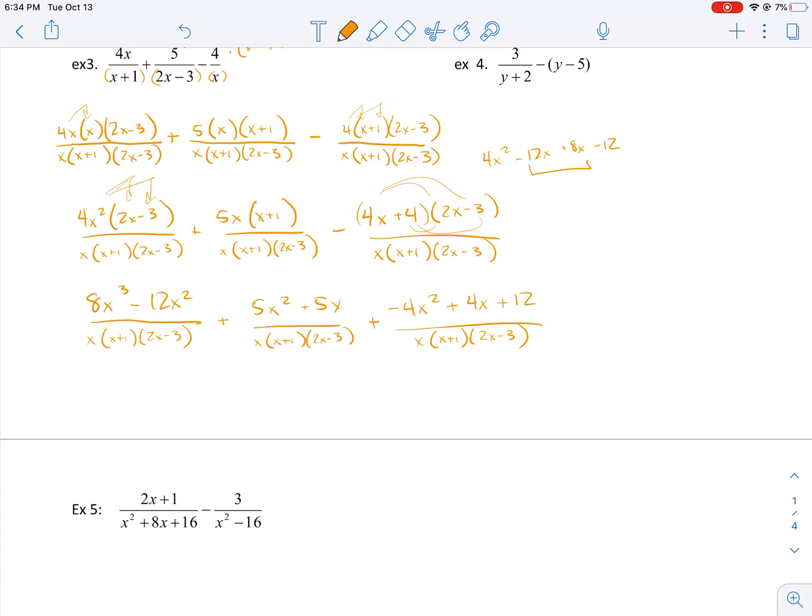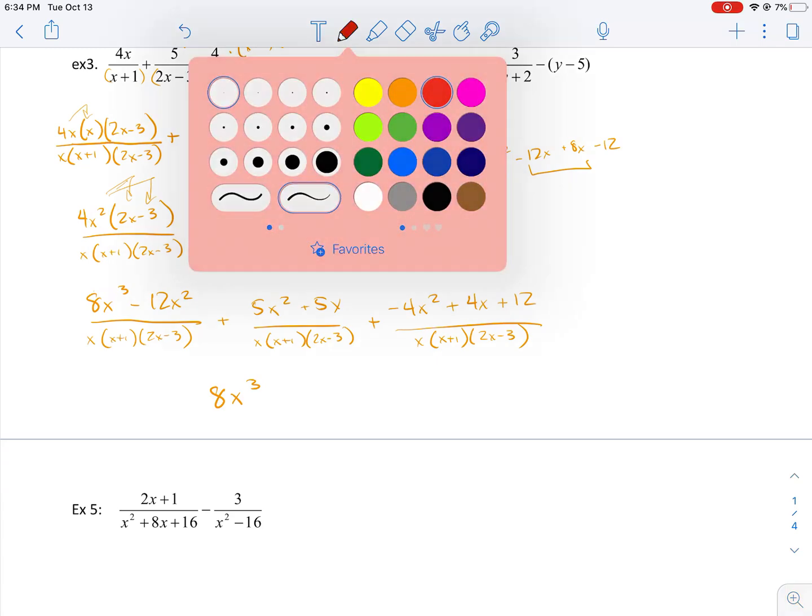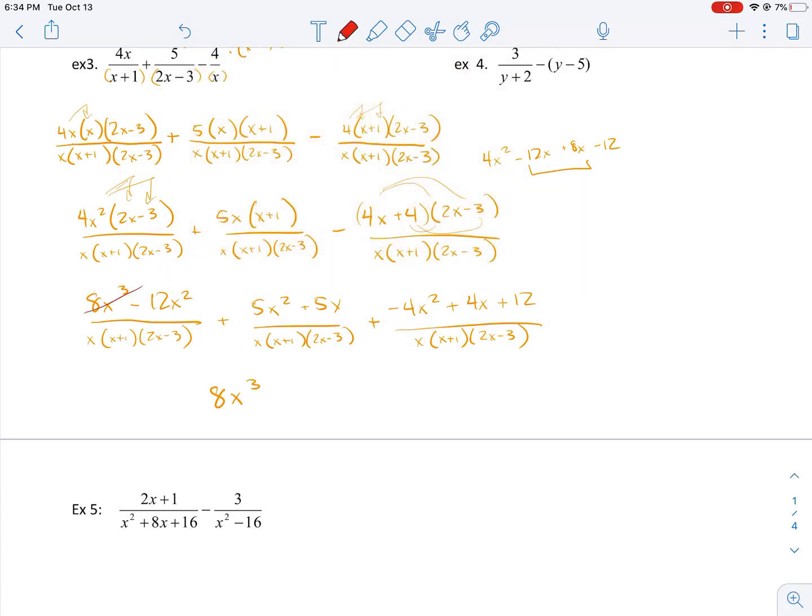So finally, let's add some stuff together. Now, x cubed can't go with anything, so that's going to stay by itself. Let me just cross some things out as I go. Let's look for some x squareds. I see a negative 12x squared, a 5x squared, and a negative 4x squared. So negative 4 and negative 12 will give me a negative 16x squared. Plus 5x squared will give me a negative 11x squared.